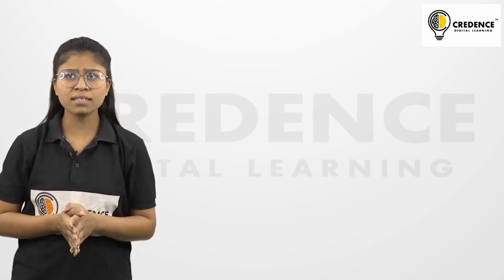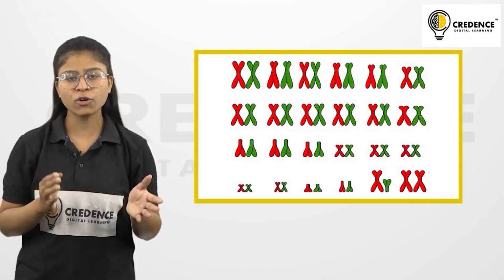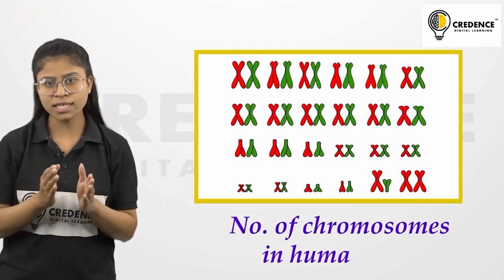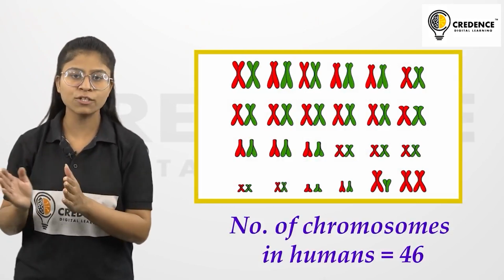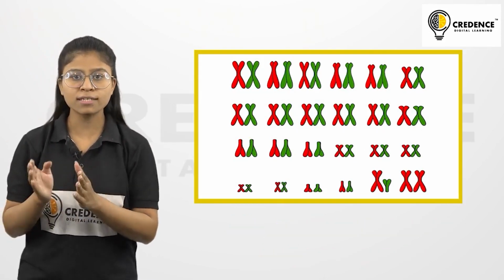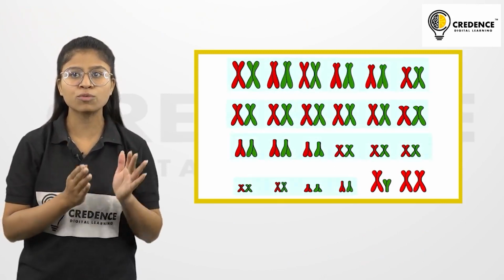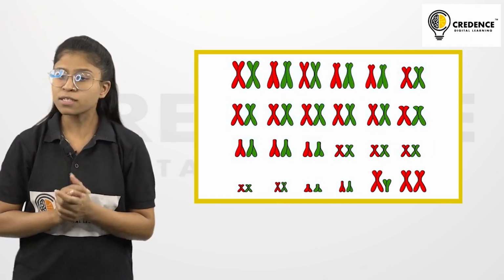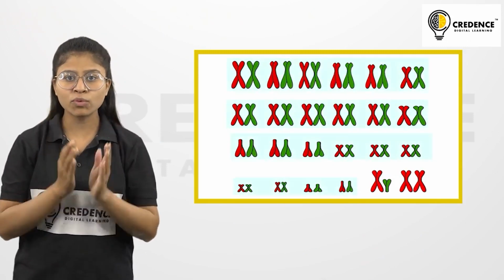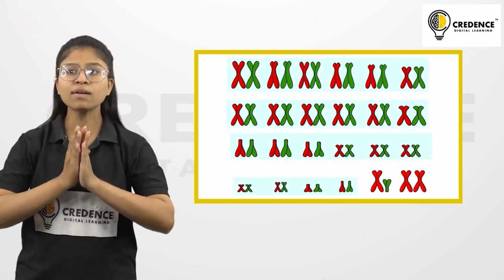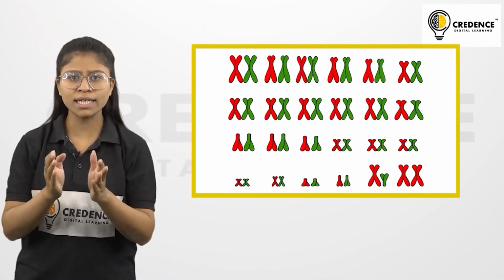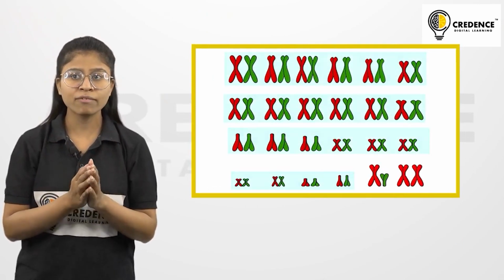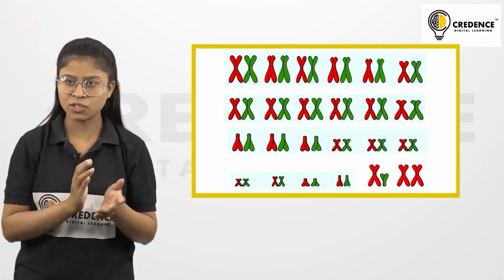The fact is that not all human chromosomes are perfectly paired chromosomes. If I talk about chromosomes, there are 46 chromosomes present in humans. Out of these 46 chromosomes, 23 chromosomes we have obtained from the male and 23 chromosomes from the female. So we can say that there are 23 pairs of chromosomes present in one individual. Out of these 23 pairs, 22 are perfectly paired chromosomes which contain genes for the same traits.